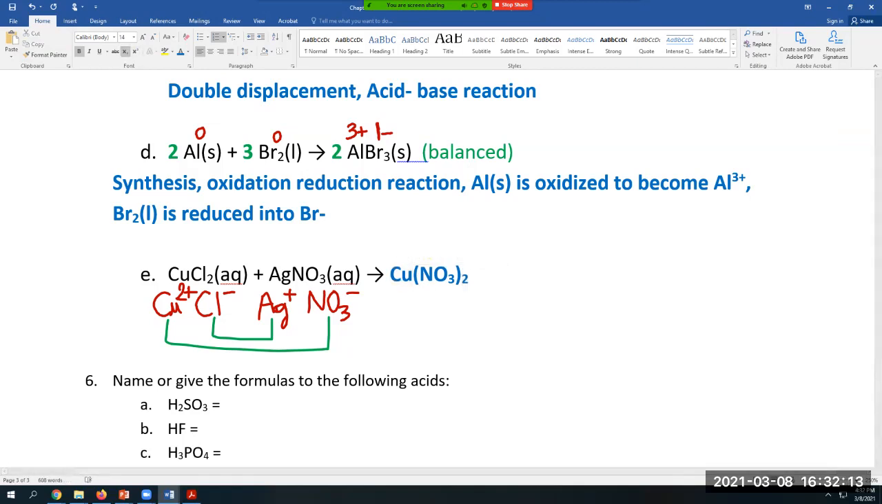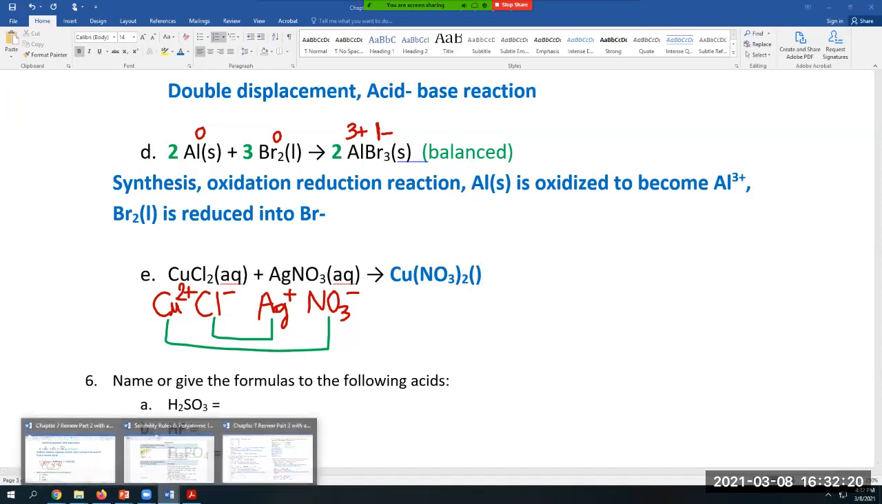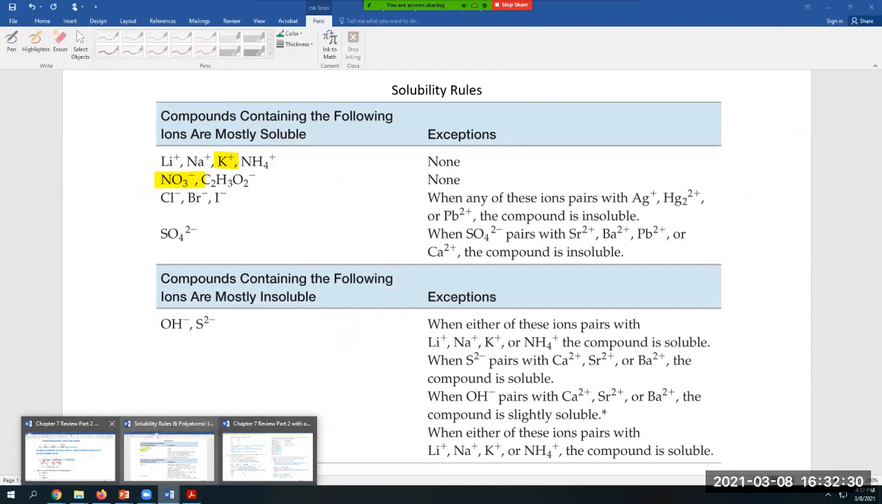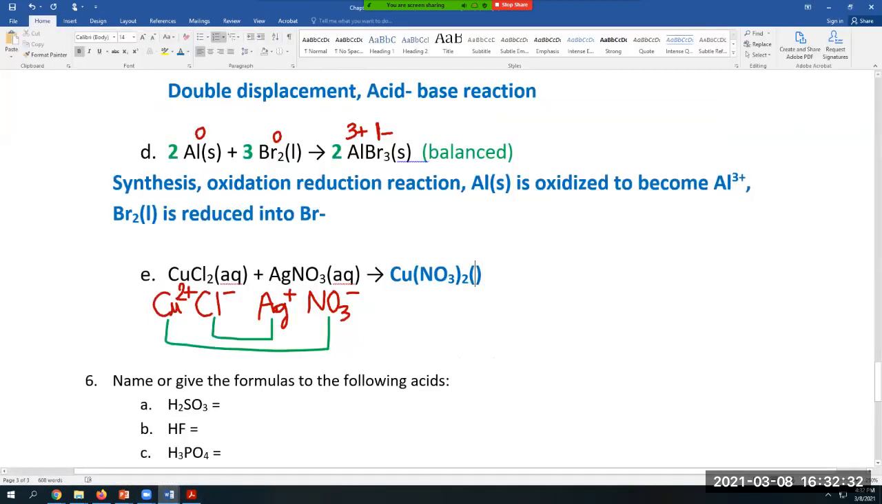And so now we need to find out the physical state. For this, we need to go to the solubility tables. We have the nitrate here, and the nitrate makes soluble compounds with no exception. So this is aqueous.